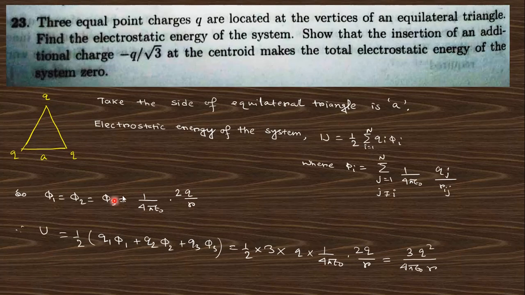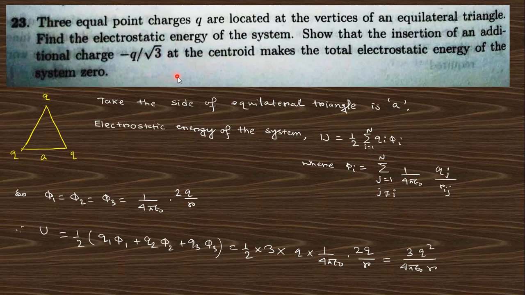Next question. Three equal point charges Q are located at the vertices of an equilateral triangle. If this is an equilateral triangle, these Q charges are on the vertices. Find the electrostatic energy of this system, and then the effect of the insertion of an additional charge.